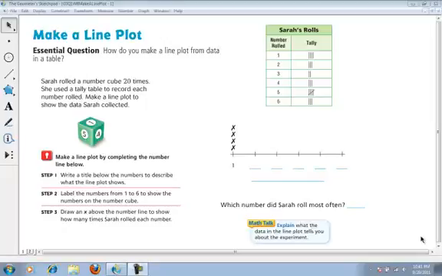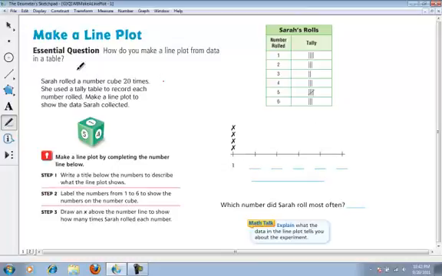In this lesson, you're going to learn how to make a line plot. Now let's take a look at the essential question. It says, how do you make a line plot from data in a table? Here you can see our table, and here's the beginnings of a line plot.